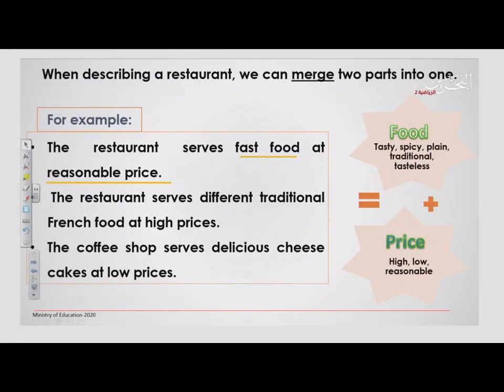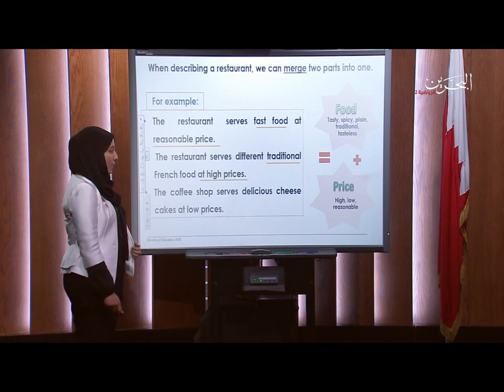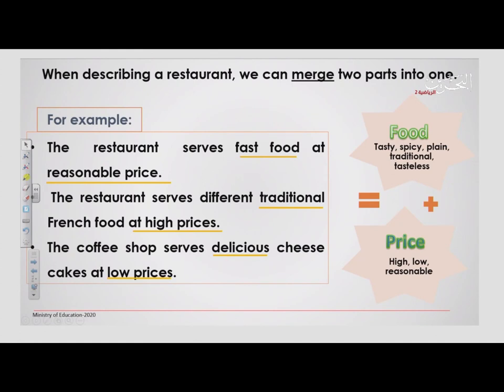Now, I want you, in your piece of paper, together we'll read the sentences and write for me the type of food and the price. The restaurant serves different traditional French food at a high price, or at high prices. What is the type of the food? Traditional French food. The price? High prices. Now, similarly, the next sentence, the coffee shop serves delicious cheesecake at low prices. What is the type of the food? Delicious cheesecake. The price? Low prices.